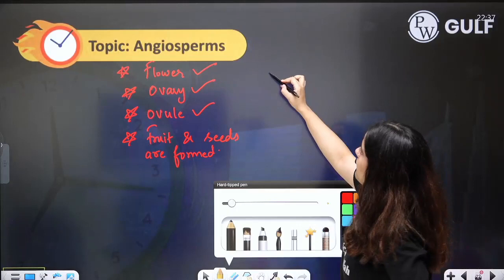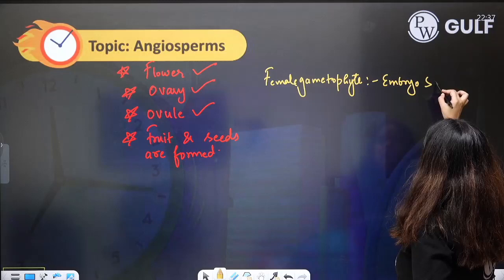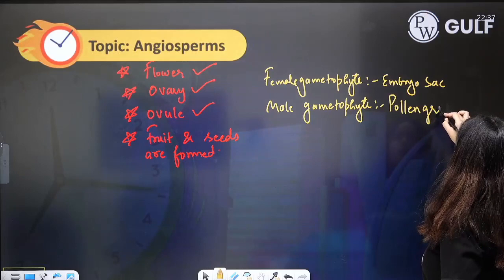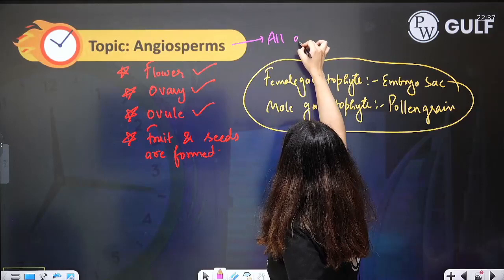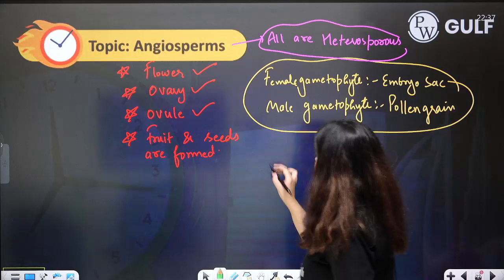Their female gametophyte is known as embryo sac, and their male gametophyte is known as pollen grain. So they also produce pollen grain. Their male gametophyte is pollen grain and their female gametophyte is embryo sac. And remember, all angiosperms are heterosporous. All produce two types of spores, right? And now there are two classes of angiosperms.